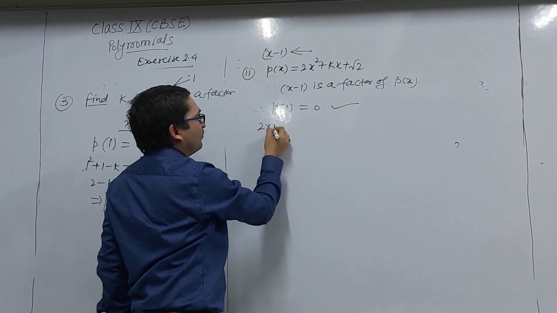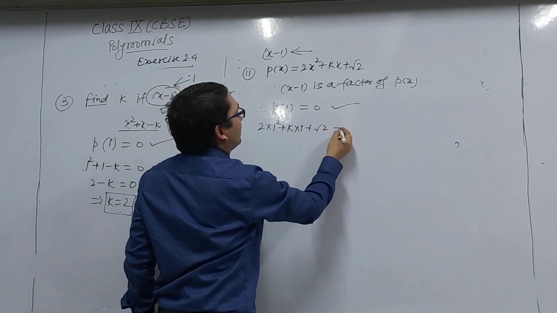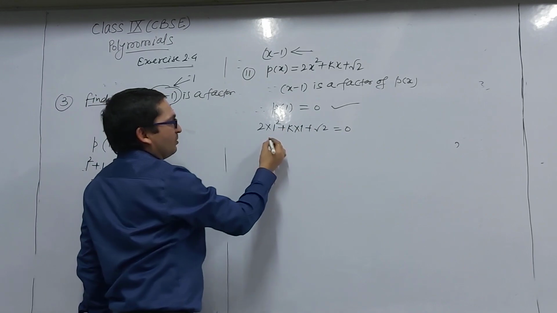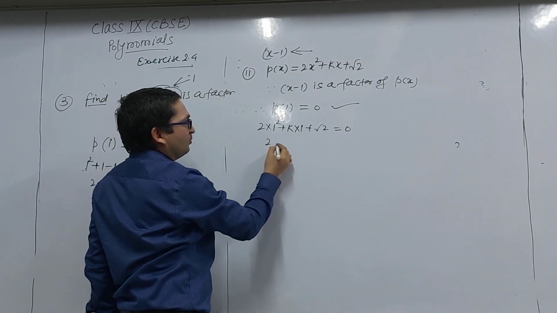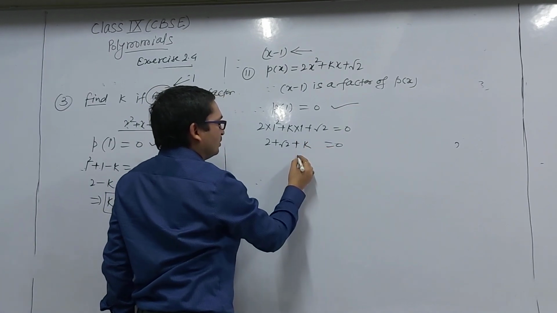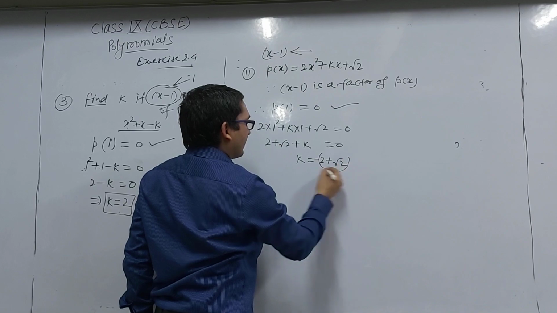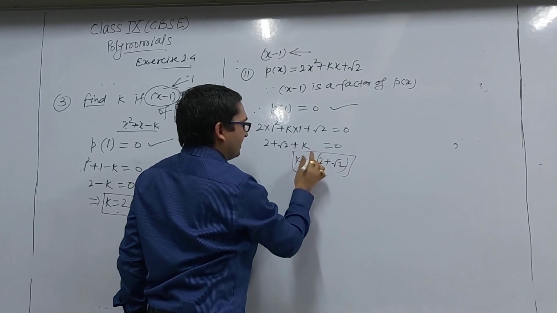So 2 into 1 square plus k into 1 plus root 2 equal to 0. Okay, now this will be 2 plus root 2 plus k equal to 0. So k will be equal to minus, in the bracket, 2 plus root 2. Okay, this is the value of k. This is the minus sign.